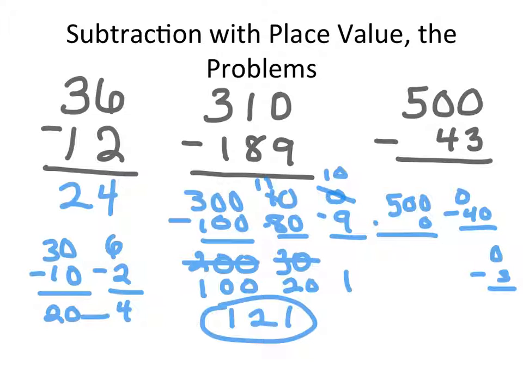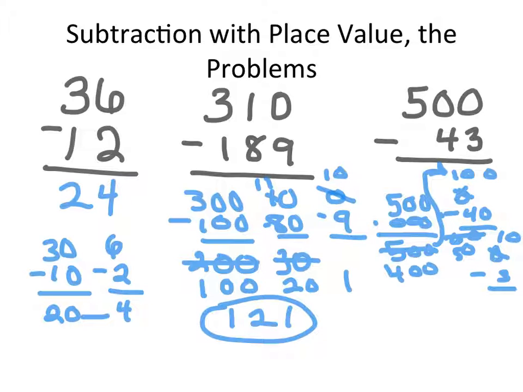We can do 5 hundreds take away no hundreds, but we're still going to end up with 5 hundreds. We're going to need to take one of those hundreds to give to the tens. So if we take that 100 that we took from here, that would give us 10 tens. So now we have 10 tens take away 4 tens, which is 6 tens. But we still have no ones take away 3 ones. So we'll take one of those tens, now we have 5 tens, and we'll make that 10 into ones, so now we have 10 ones. 10 ones take away 3 is 7.